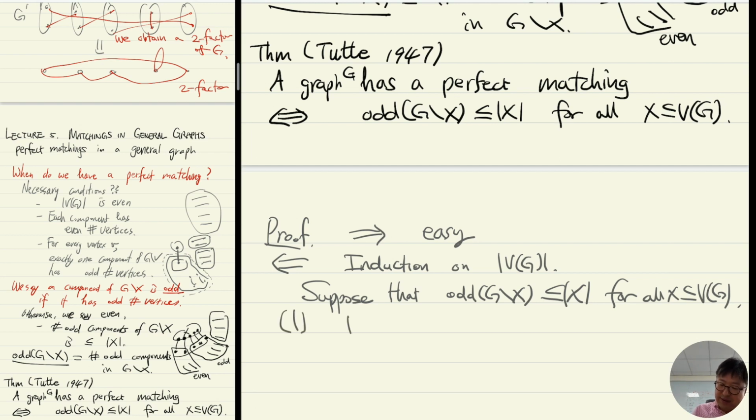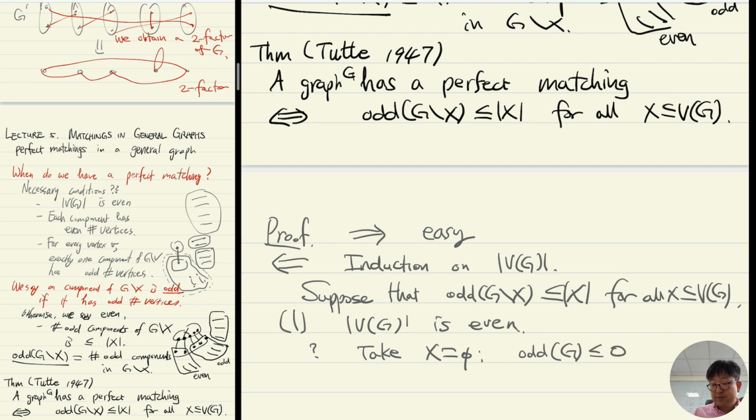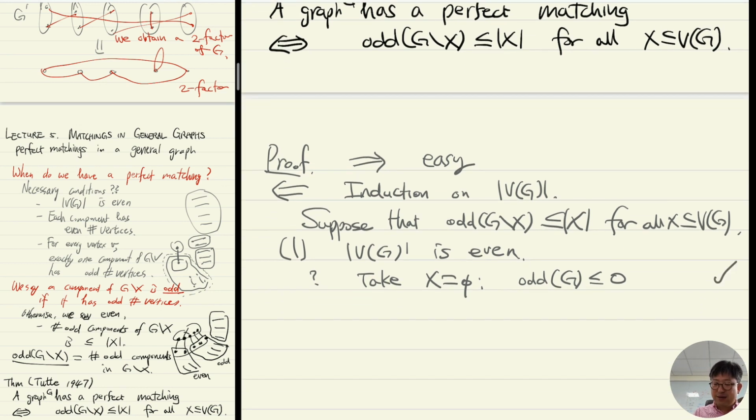So the first claim is the number of vertices is even. Why? Well, let's take X to be empty. The number of odd components of G is at most 0. So that means G has no odd components. So every component has an even number of vertices. So the graph has an even number of vertices. Right? So that's okay.